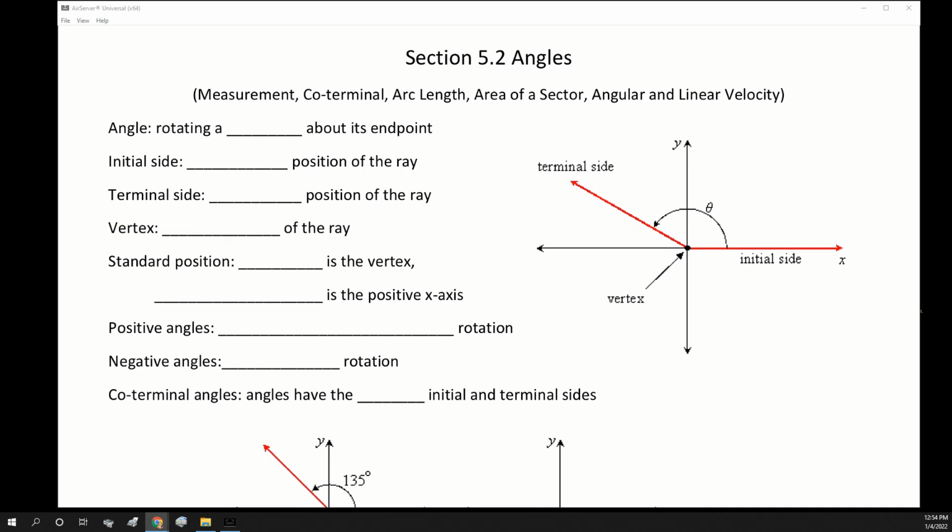You learned all about angles in geometry, but most of the time the angles you were learning about were inside of a polygon or something like that. So we're going to think about an angle as rotating a ray about its endpoint.